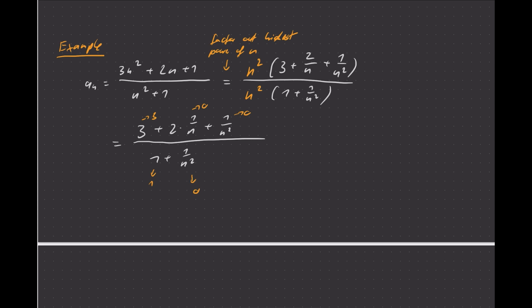That's also 0. And that means in the end, as n tends to infinity, this whole expression tends to (3 plus 2 times 0 plus 0) over (1 plus 0). And you'll note that the denominator here is not 0. So again, we have two sequences. The denominator is not a sequence that tends to 0, and it's not 0 itself. So we can fairly conclude that this sequence tends to 3 over 1. So the limit of an is in fact 3.